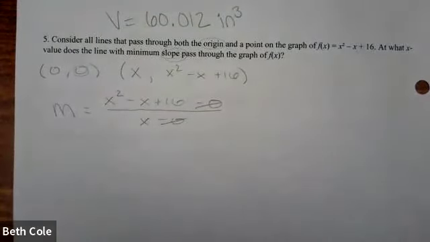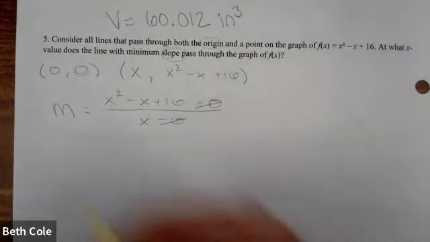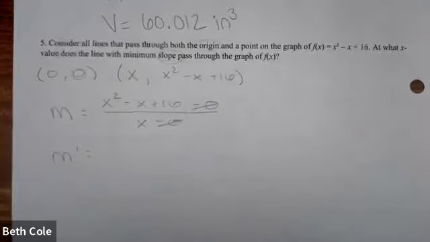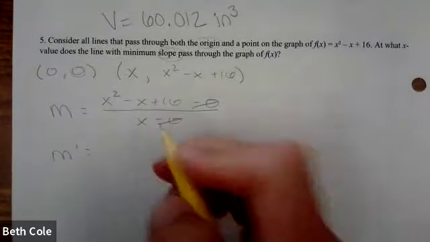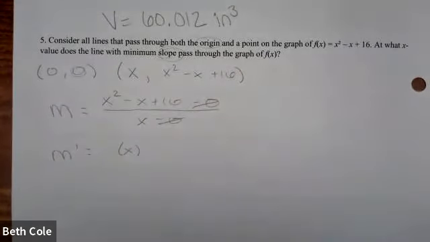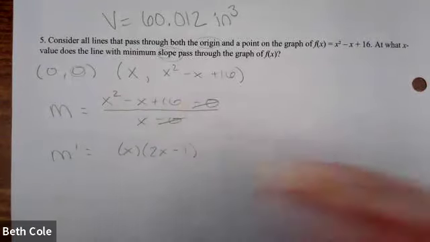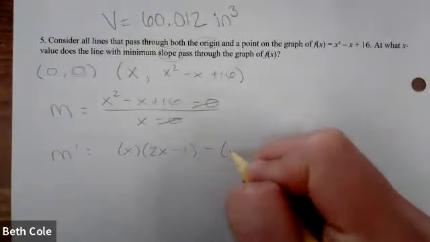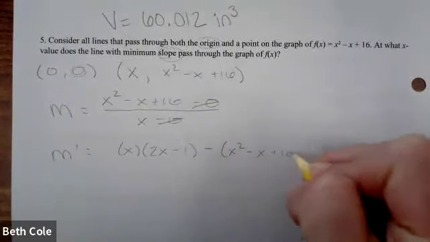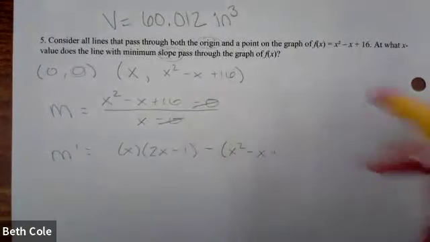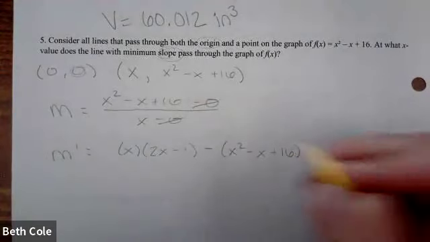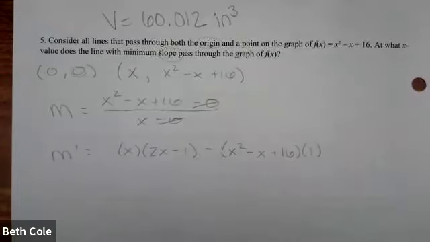All right. Now, your maximums and minimums come from critical points. How do you get critical points? Derivative equals 0. Perfect. What rule do we need for this derivative? The quotient rule. It's going to be the denominator times the derivative of the numerator, which is 2x minus 1, minus the numerator times the derivative of the denominator, which would just be 1.